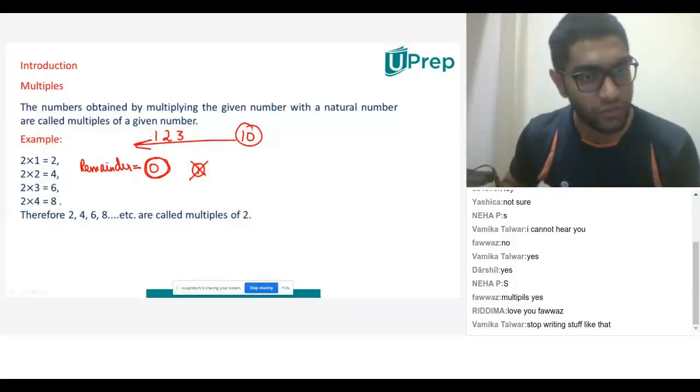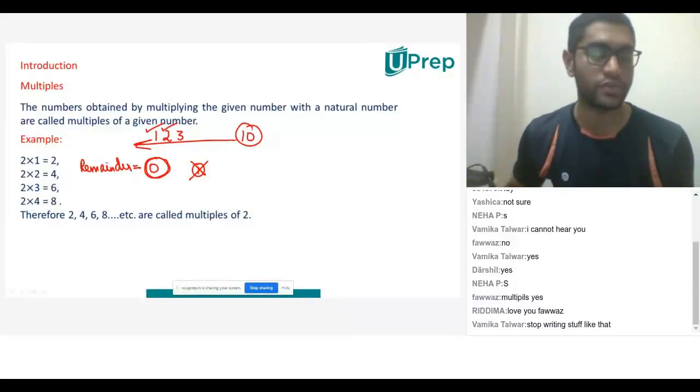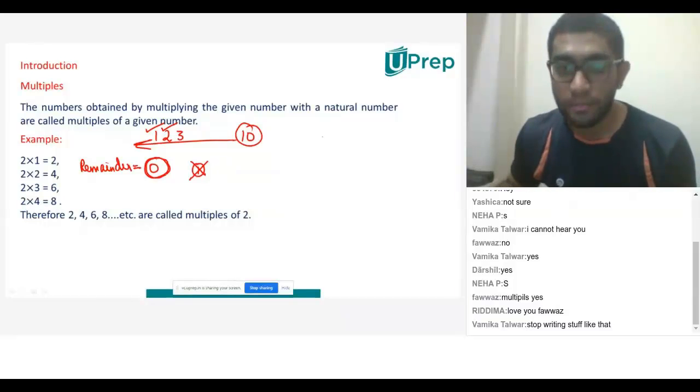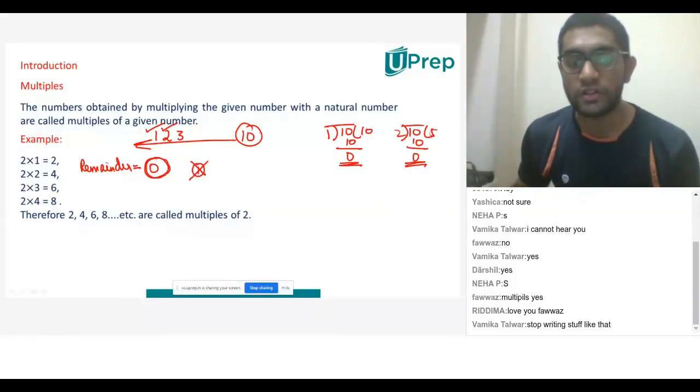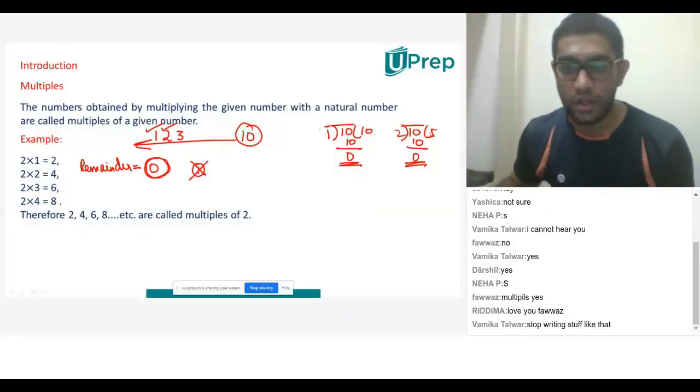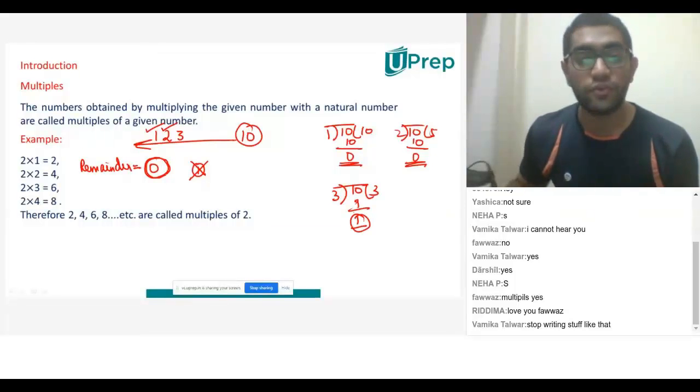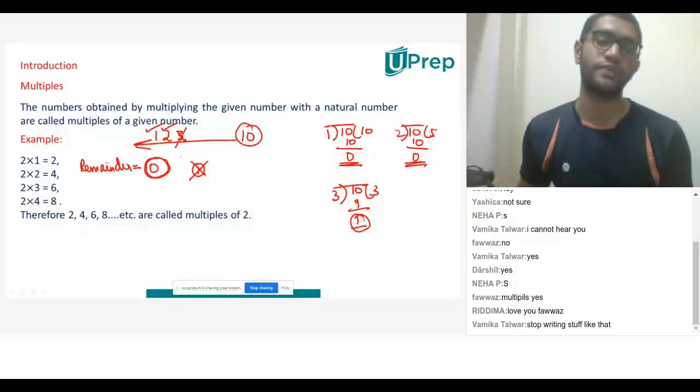Look, 1 was a factor of 10. 2 was a factor of 10. Why are they factors? Because when I divide 10 by 1, 1 into 10 is 10, the remainder is 0, correct? When I divide 10 by 2, 2 5s are 10, the remainder is again 0, right? Any number which when divided gives a remainder 0 becomes a factor. But say guys, if I divide 10 by 3, 3 3s are 9, what is the remainder? 1. Therefore, 3 is not a factor of 10.